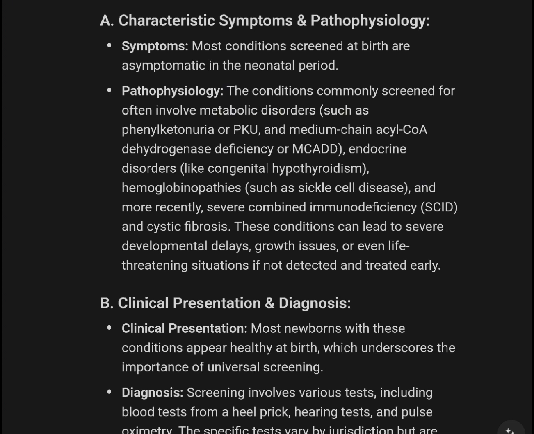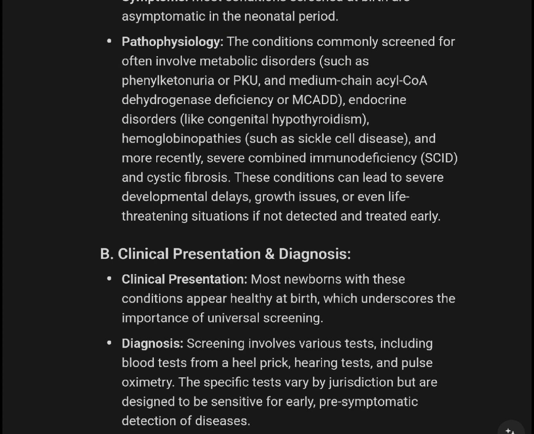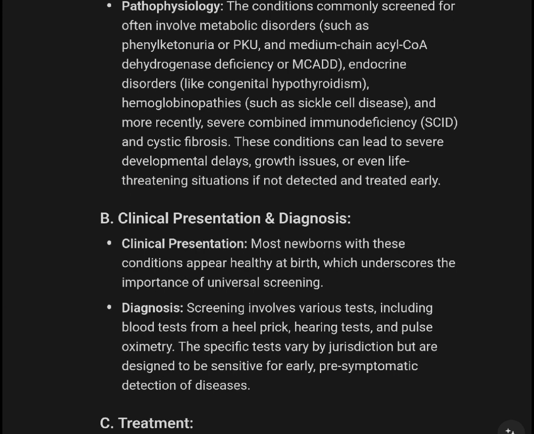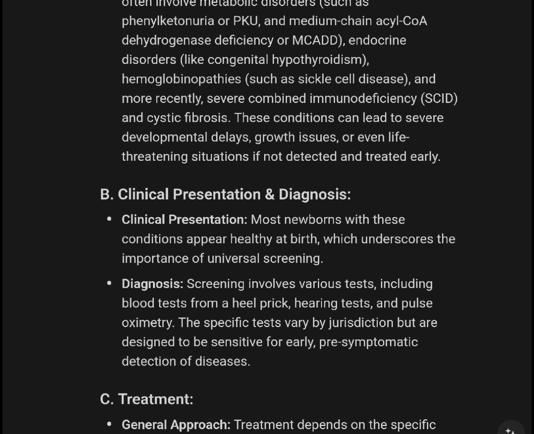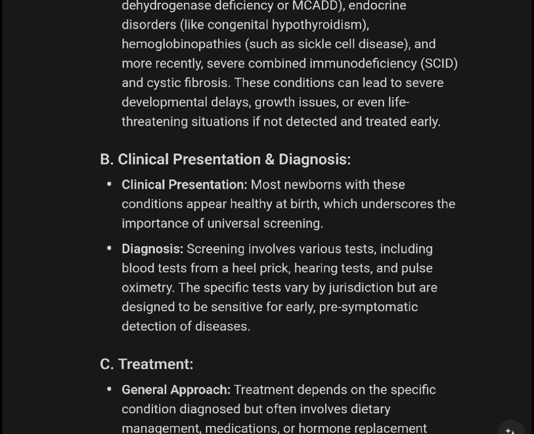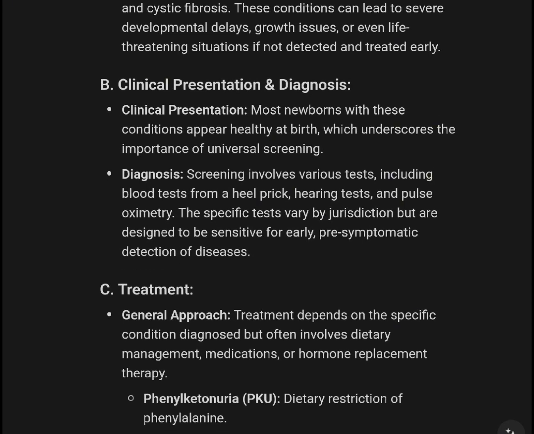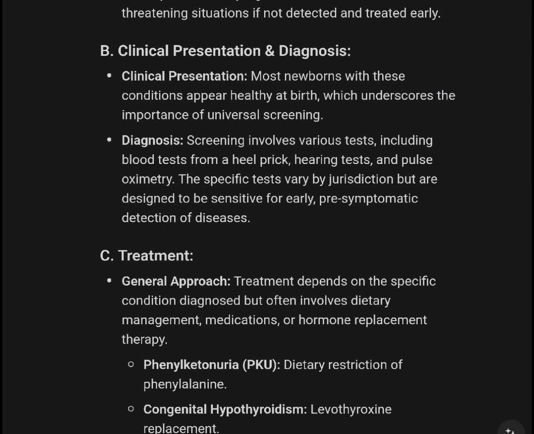Pathophysiology: the conditions commonly screened for often involve metabolic disorders such as phenylketonuria, or PKU, and medium chain acyl-CoA dehydrogenase deficiency, MCADD, endocrine disorders like congenital hypothyroidism, hemoglobinopathies such as sickle cell disease, and more recently severe combined immunodeficiency, SCID, and cystic fibrosis. These conditions can lead to severe developmental delays, growth issues, even life-threatening situations if not detected and treated early. Clinical presentation and diagnosis.